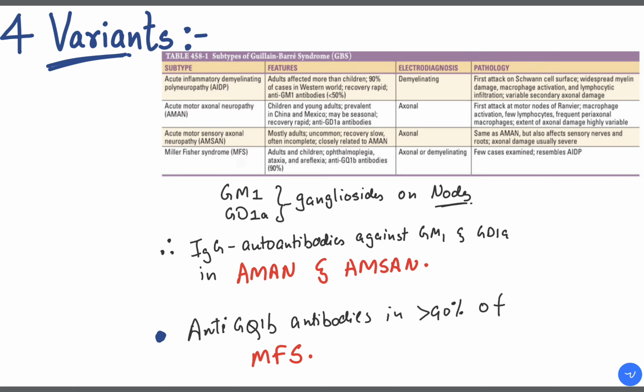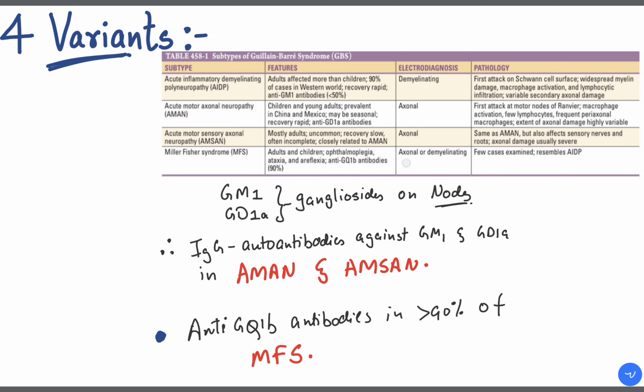Miller-Fisher syndrome has a triad, that is ophthalmoplegia, ataxia, and areflexia. Here, the specific antibody, that is anti-GQ1b antibody, is present in more than 90% of the patients with Miller-Fisher syndrome. But keep in mind that there will be areflexia, but there will not be any limb weakness. So there will be ophthalmoplegia, ataxia, and areflexia without any limb weakness, plus this characteristic antibody.